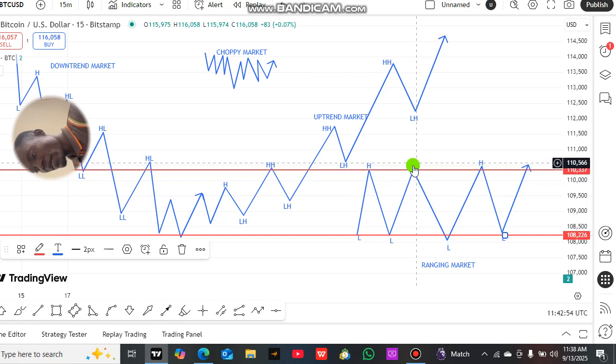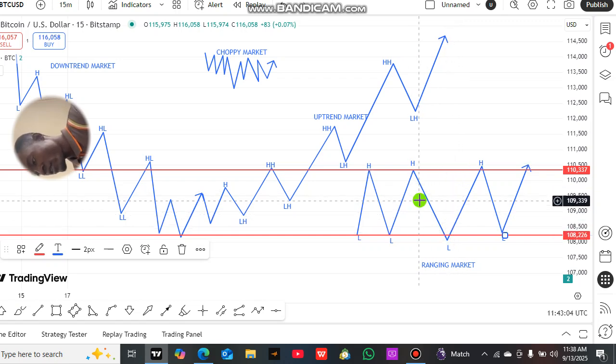Then when the market hits the resistance level, when you see a signal for a sell, you sell the market again, and your target should be the support area. So that is how we trade a ranging market.